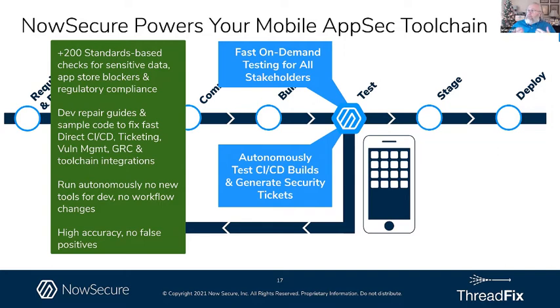Your build system builds the app. The build system passes the binary to NowSecure. NowSecure will run our full battery of hundreds of tests. Coming out the other end, NowSecure will generate individual tickets into your ticketing system for everything we find. What does that mean? No human.